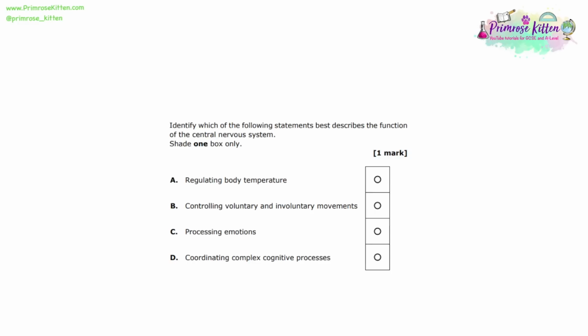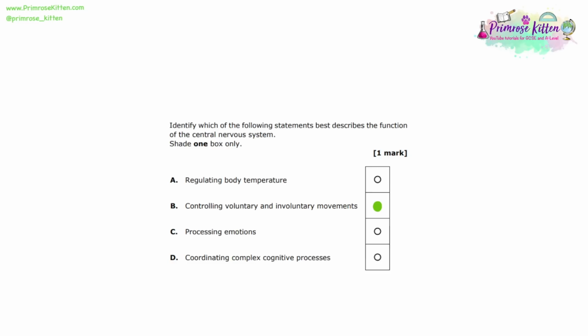Identify which of the following statements best describes the function of the central nervous system. Shade 1 box only. Option A, regulating body temperature. Option B, controlling voluntary and involuntary movements. Option C, processing emotions. And option D, coordinating complex cognitive processes. The correct answer is B, controlling voluntary and involuntary movements.